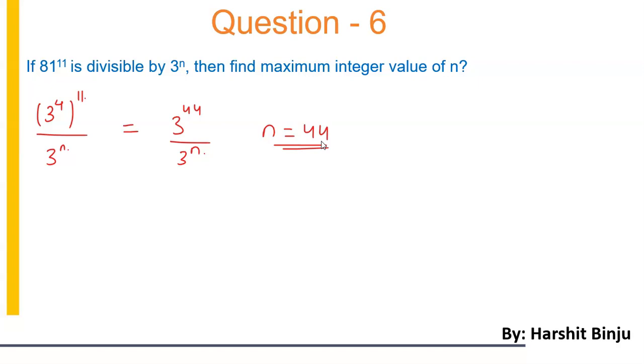Okay, so let me give you a homework question so that you can try that for yourself. So everything is same, it's just that instead of 3 to the power n, here we have 27 to the power n. Try that one.